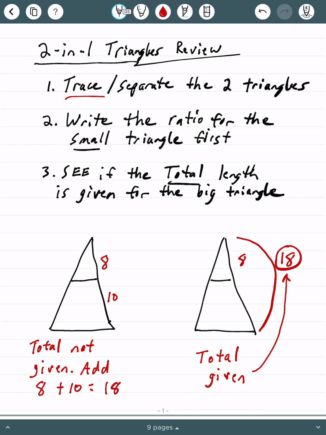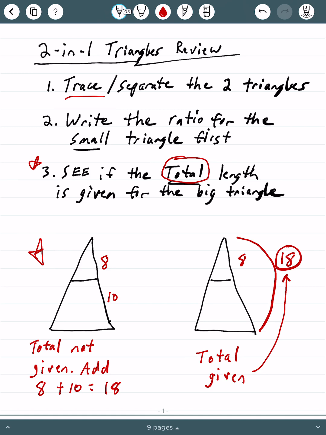Then this is the key right here. This is where everybody's messing up. What you're messing up on is that we're not seeing if they're giving the total length for the big triangle, and we're going to look at both of those, okay? So look at the difference here. Let's look at this triangle.